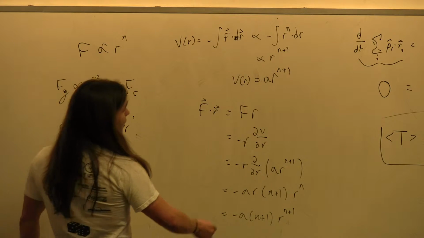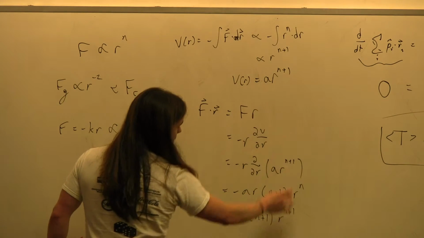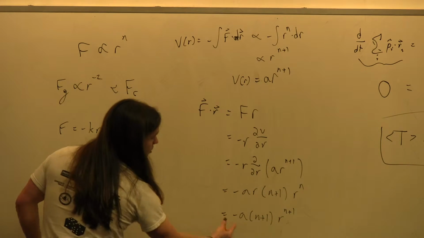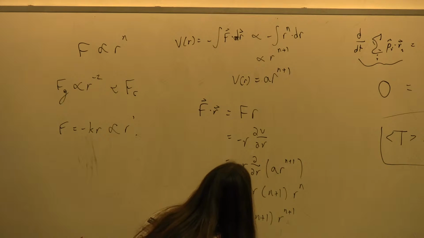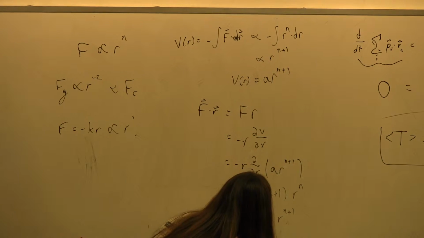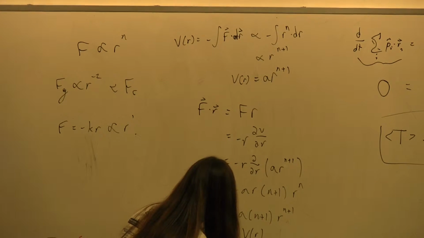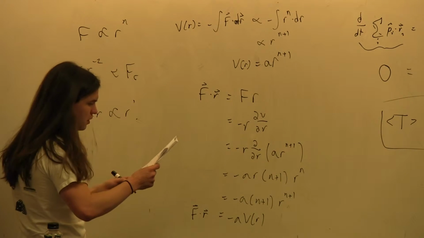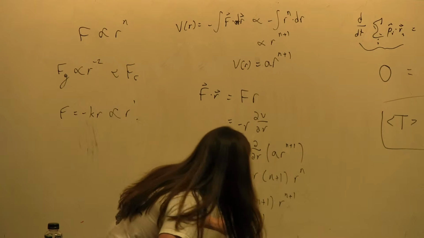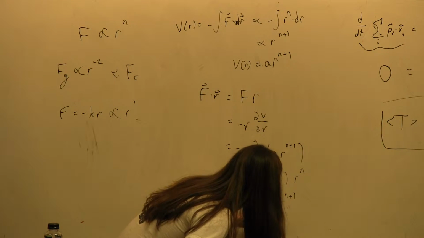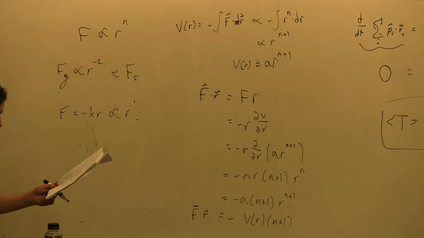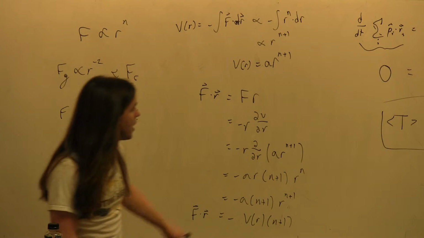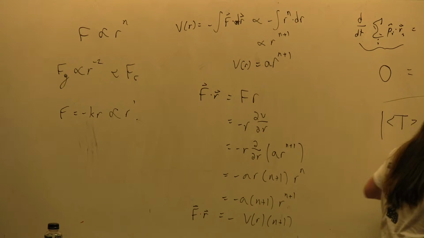And what we see here, wonderfully, is that we have an a r to the n plus 1. So you actually express F dot r in terms of minus (n plus 1) V of r. Oh, n plus 1, sorry. Minus n plus 1. That's the term that comes out. So what we can do now is insert that into this equation here.